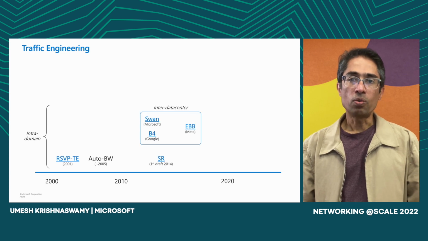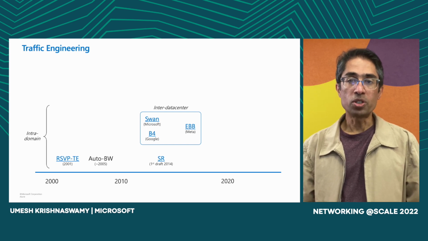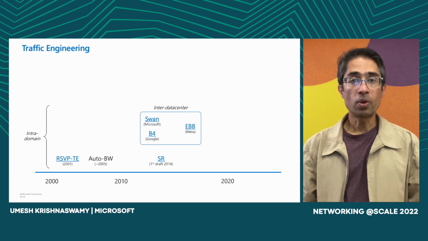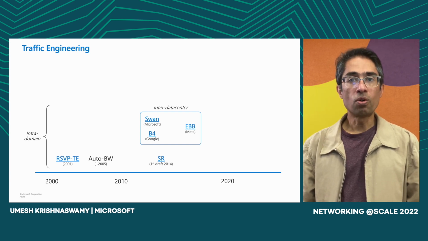About a decade ago, cloud operators found that they could use software controllers and achieve better performance than RSVP-TE. We all built separate networks dedicated for inter-datacenter traffic, which was the fastest growing traffic at the time. Microsoft Swan, Google B4, and Meta Express Backbone are examples of such networks.